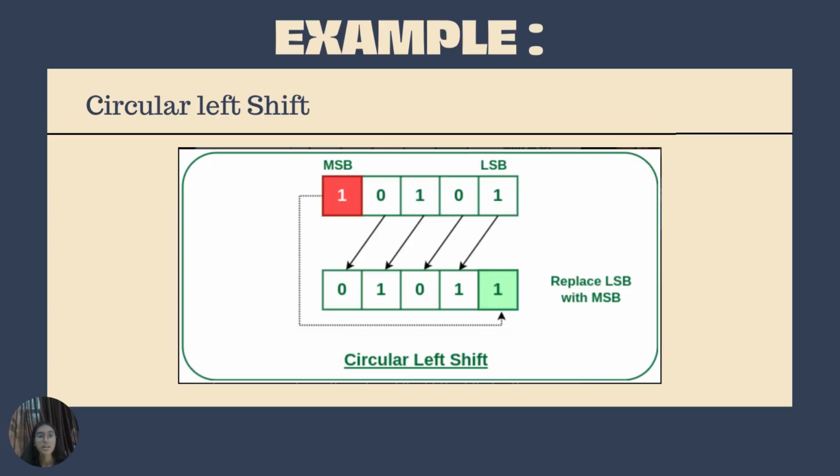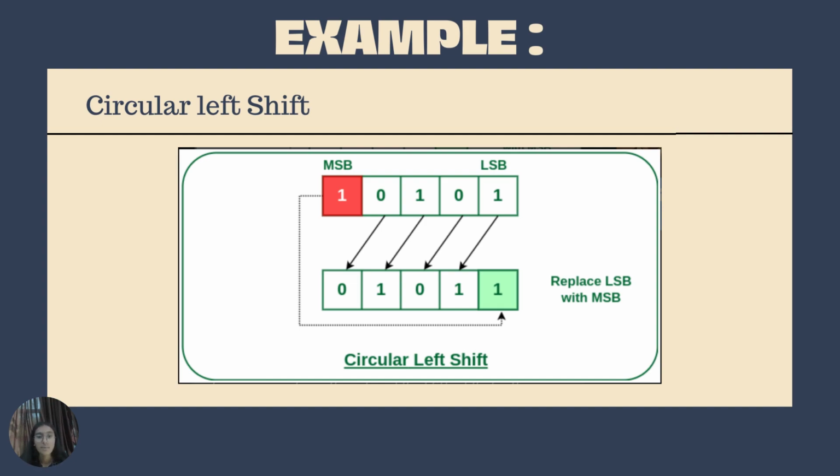What happens in circular left shift? You can see here the number is 10101. Now the MSB will move to the LSB and replace it. You can see all the digits are moved towards the left, and the 0 1 0 1 will be shifted towards the MSB side. So the answer will be 0 1 0 1 1.